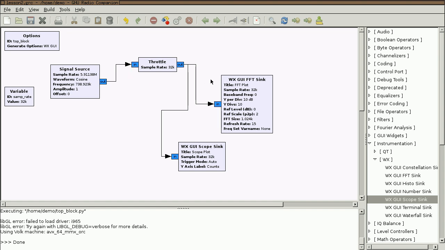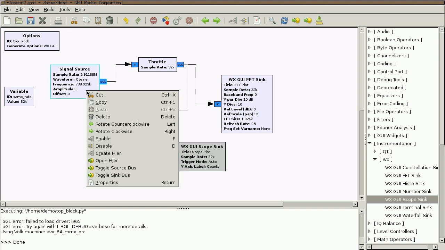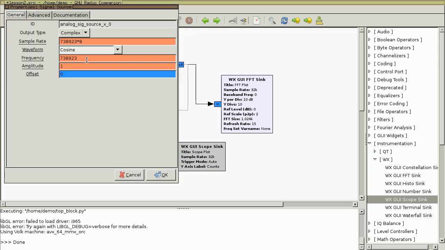Now, there's one other sample rate configuration in our flow graph, the FFT sink. There's also one in the scope plot, but let's ignore that one for now. The sample rate in the FFT sink means something potentially a little bit different. So let us just reset this signal source to the original configuration.